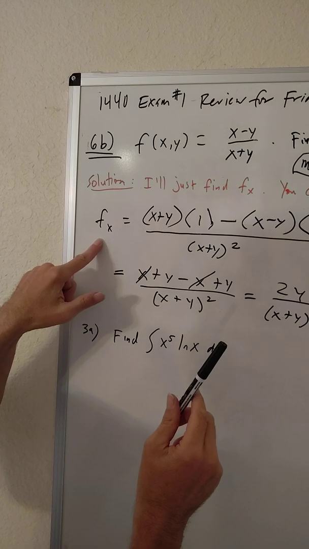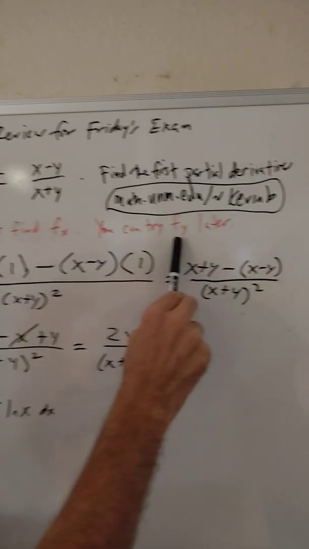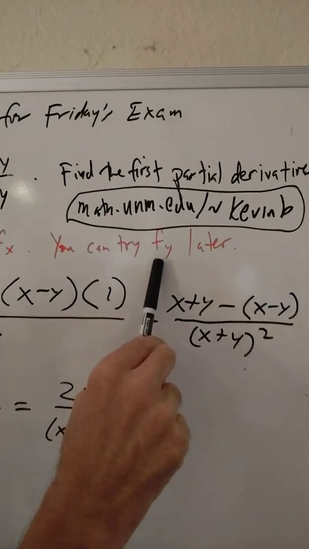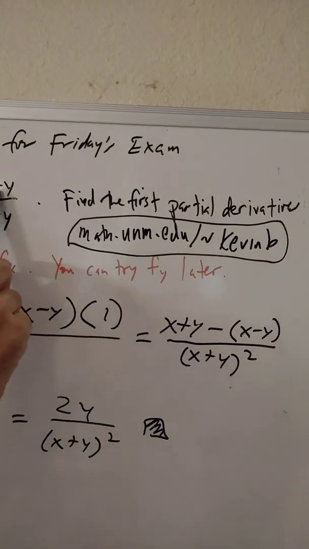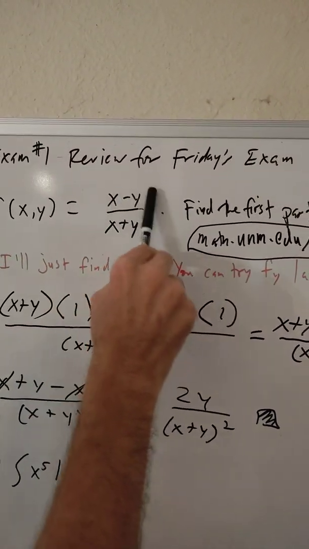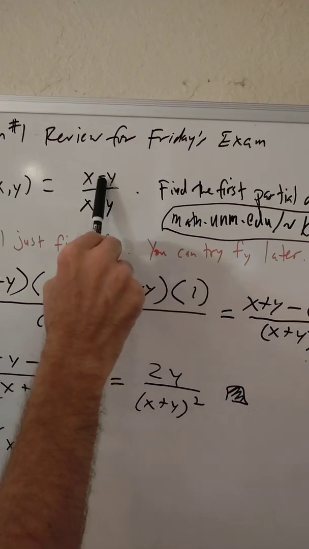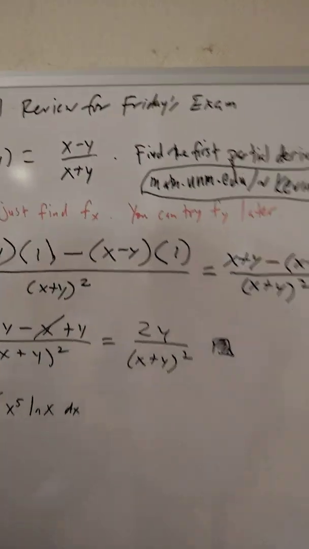So, I think you should try this one. Just remember, when you do the partial derivative with respect to y, be careful with that minus sign. For example, what's the derivative of x minus y? It's a -1. Okay, just beware of that.